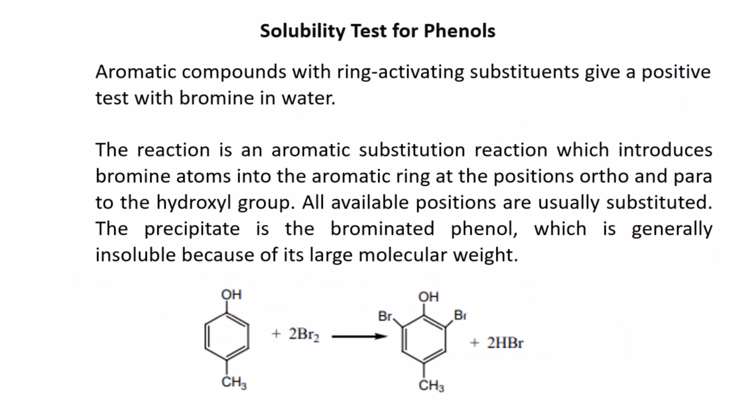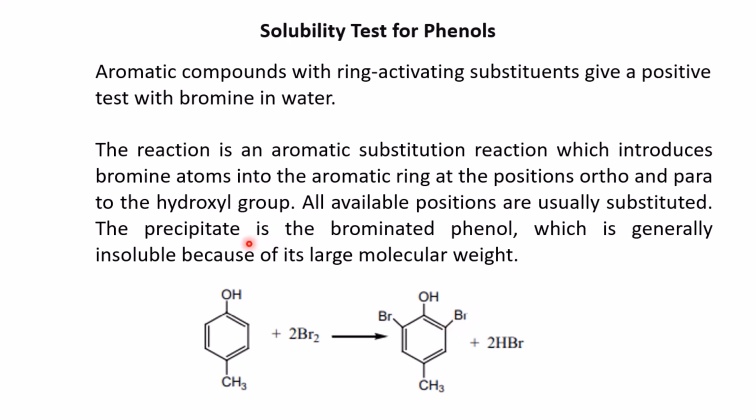Okay, so still on the bromine test. Aromatic compounds with ring-activating substituents will give a positive test with the bromine in water, right? So we know of activating groups; the alkyl group is also an activating group. So the presence of this activating group will lead to the formation of the brominated product, and these bromines go to the ortho and the para positions. So since in this typical reaction the para position is occupied by an activating group, the bromine will go to the ortho position, right?